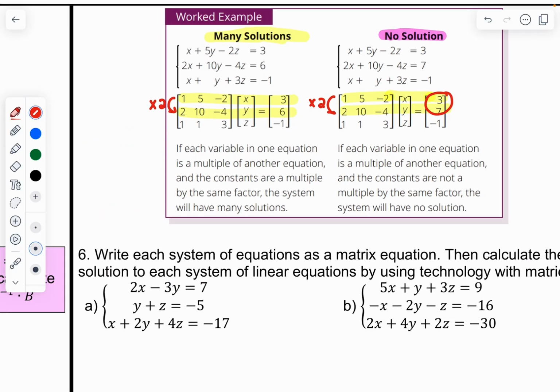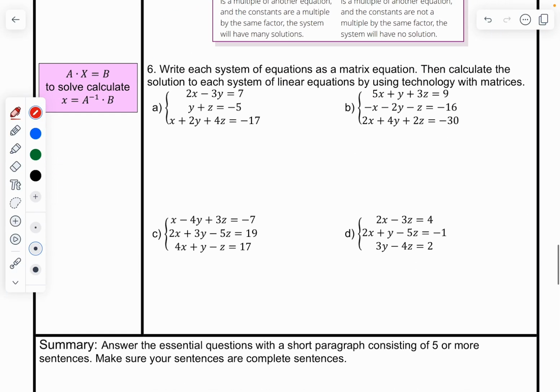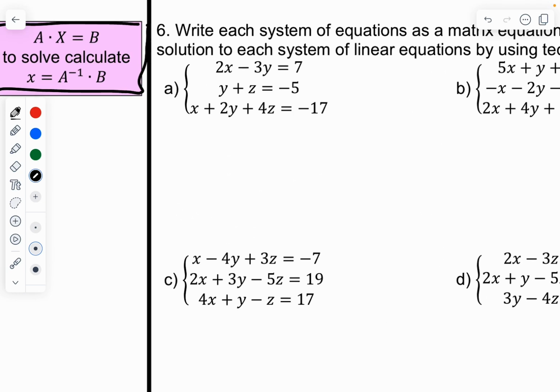Okay? So what we're going to do is we're going to write each system of equations as a matrix equation, and then we're going to calculate the solution to each system of equations by using technology with matrices. What we need to know right here is to solve, we're going to do A times X equals B. That's our matrix equation, but to solve it in the calculator, we're actually going to take A inverse times B. And I'm going to show you what that looks like.